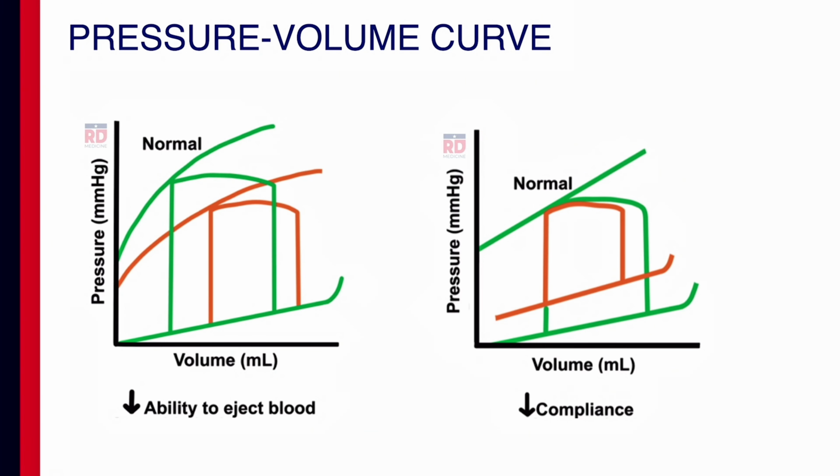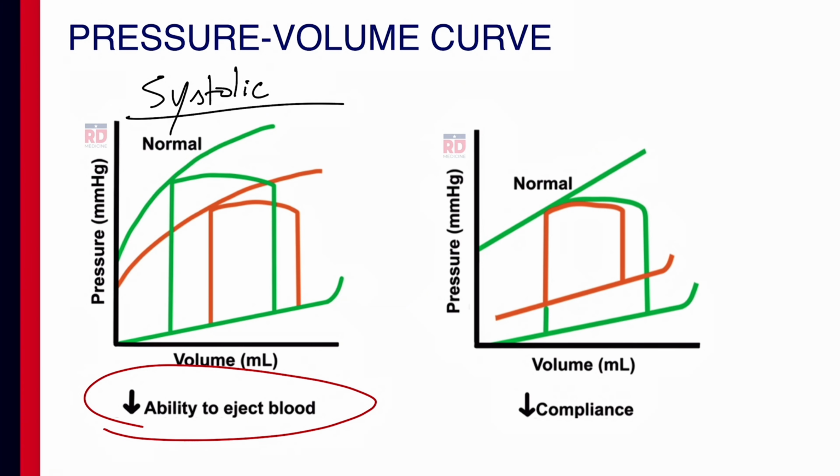In this slide, we're showing how the loop behaves in both systolic and diastolic heart failure. The green loop is normal and the orange loops represent the abnormal states. So let's start with systolic heart failure. Here, the heart has a reduced ability to eject blood due to decreased contractility. So what happens to the loop?